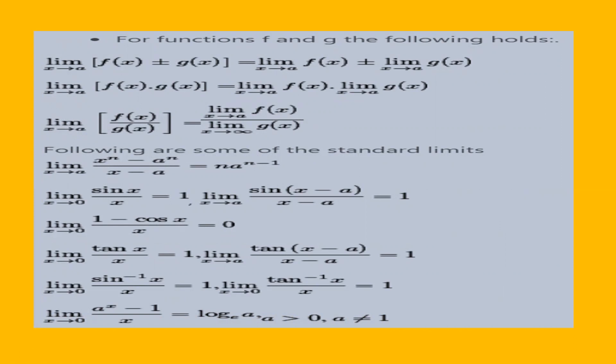Limit x tends to a of (x^n - a^n) upon (x - a) equals n a^(n-1). Limit x tends to 0 of sin x upon x equals 1. Limit x tends to 0 of (1 - cos x) upon x equals 0. Limit x tends to 0 of tan x by x equals 1. Limit x tends to 0 of sin inverse x upon x equals 1. Likewise, tan inverse x upon x equals 1. Limit x tends to 0 of (a^x - 1) upon x equals log a.